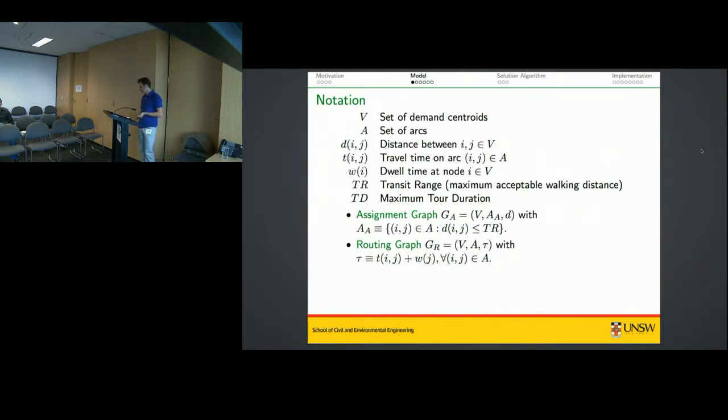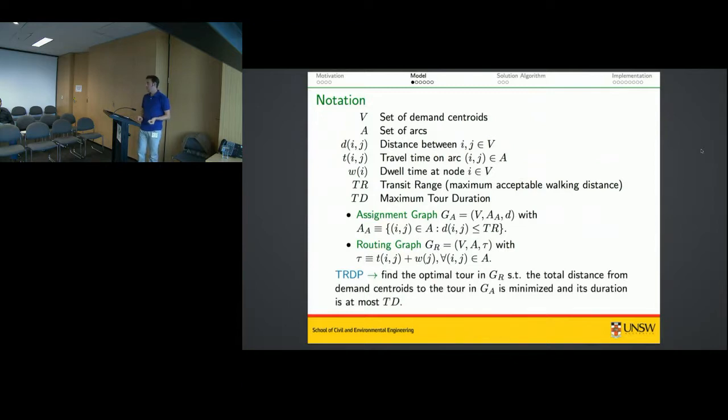Now, given those two graphs, the transit route design problem that we want to solve can be summarized as finding the optimal tour in the routing graph such that the total distance from the demand centroids to the tour in the assignment graph is minimized and its duration is at most the maximum tour duration. So that's just to give some insight.